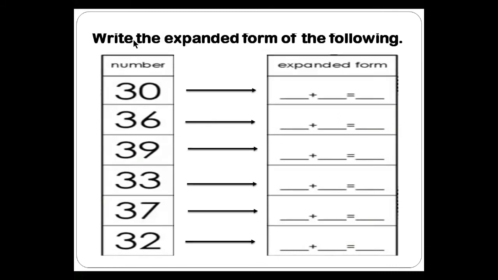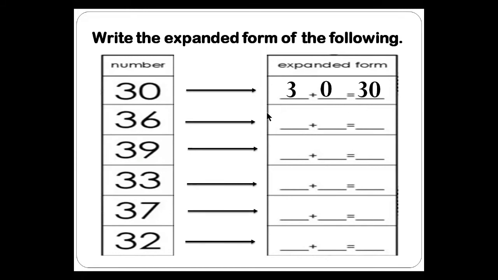Here we have to write the expanded form of the following. You have learned these things. What is the expanded form? When we write the numbers separately, it is called the expanded form of the numbers. The numbers are given and we will separate them. First number is 30. In the 30 we have two digits. In the expanded form we will write the first number. What is the first number? 3 plus 0 equals 30. So this is called the expanded form of the numbers.